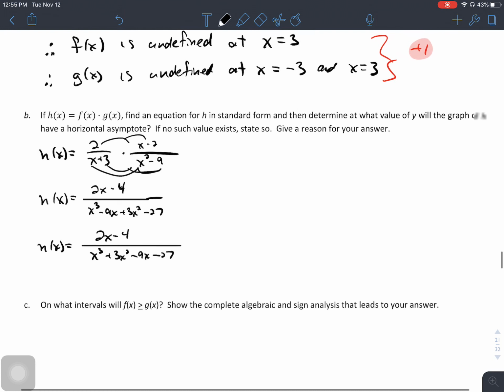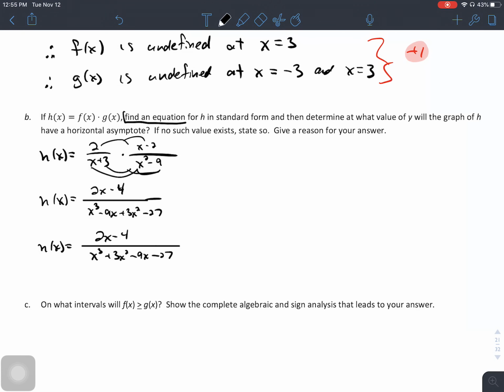So let's go back to the question. Find an equation for h of x. In standard form, that means everything should be multiplied out. There should be no parentheses. Then determine what the y value would be of the horizontal asymptote. Let's do that.